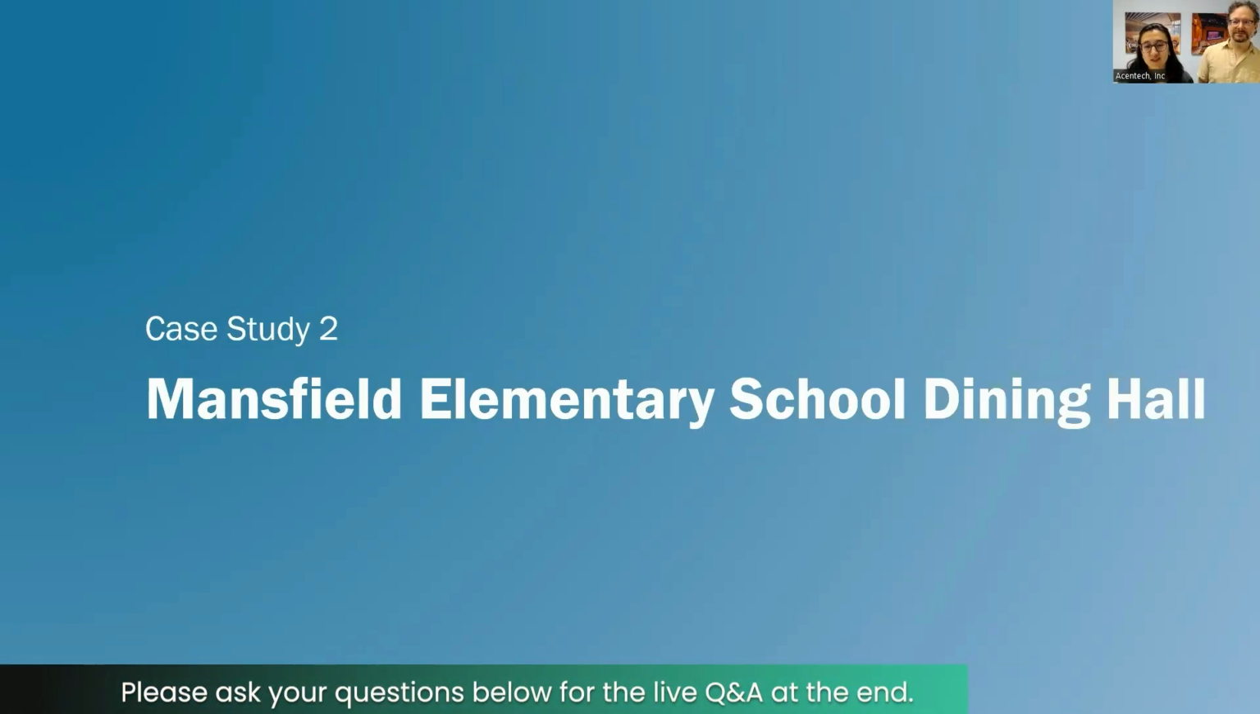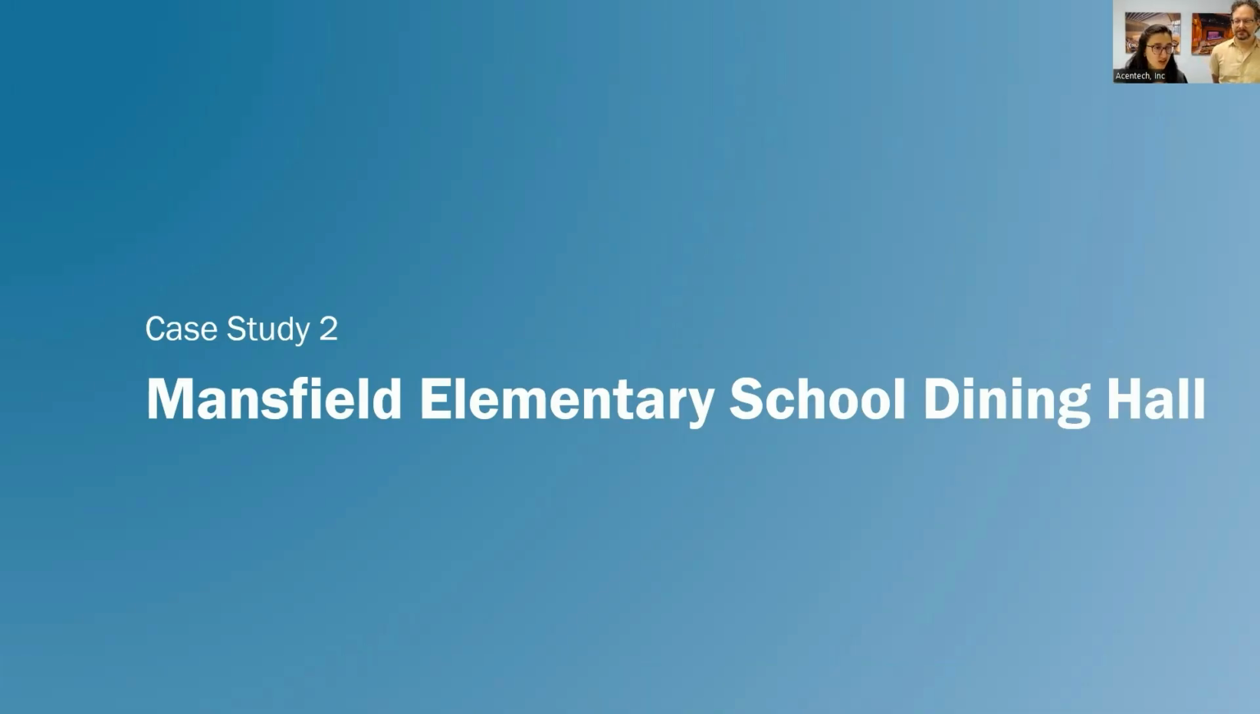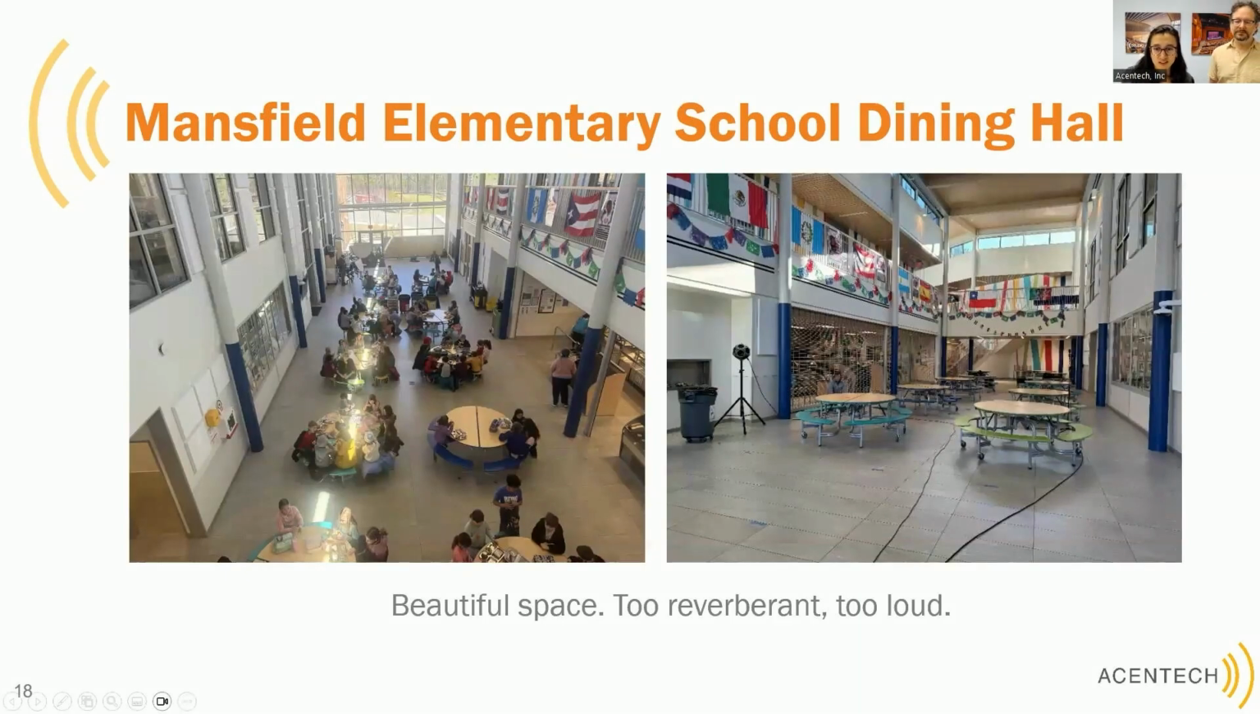All right, case study 2 is about the Mansfield Elementary School Dining Hall. And this project is a really, really beautiful space. It has a very tall ceiling, kind of grand for elementary school students. And the real issue with the space was that it was much too reverberant and too loud. These students in the photo look fairly calm, but in reality, they were not.